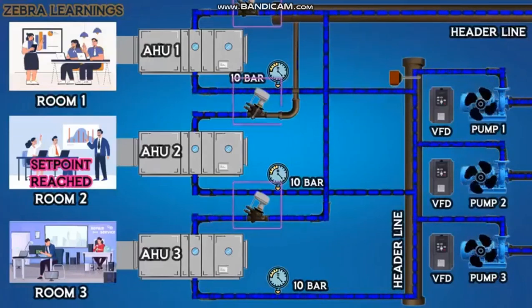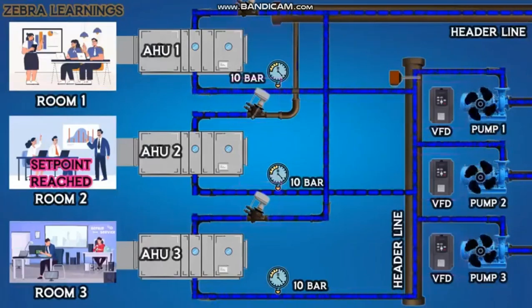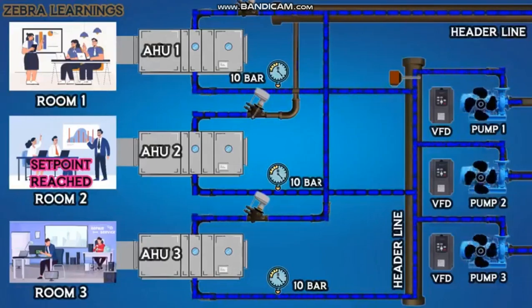If two-way valve is used in AHU, VFD is used in pumps. Because, when the two-way valve is open and close, the speed of the pump should be increased, or decreased through the VFD. By this, a constant pressure can be maintained in the pipeline.